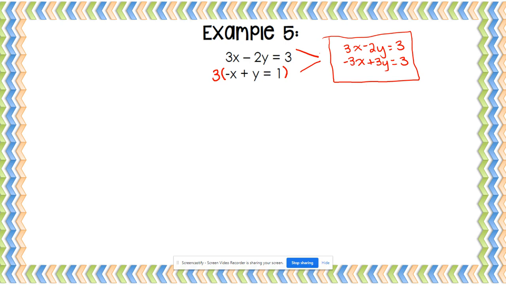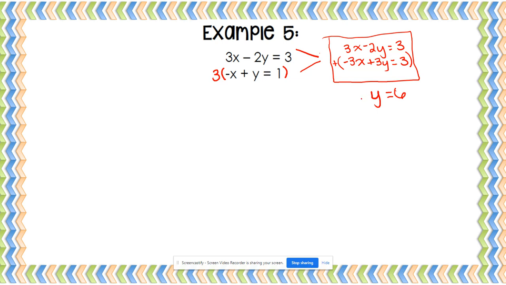Now I'm just going to focus on this system of equations. What I've done is I've created a system that has a zero pair because positive 3 and negative 3 can be added to create 0. So that's what I'm going to do. I'm going to add these two equations. If I do 3x plus negative 3x, I get 0x, so they cancel. If I do negative 2y plus positive 3y, I get positive 1y, which is just y. And then equals, I do 3 plus 3, and I get 6. So in this system of equations, I know that y is going to be equal to 6.